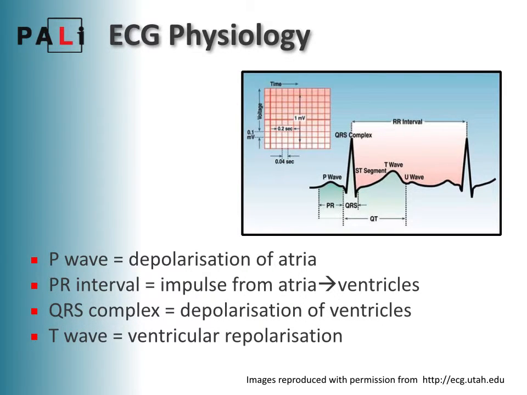It's important to understand the basic waveform of a normal ECG. The P wave represents the depolarisation or contraction of the atria. The PR interval is then the time it takes for this impulse to travel from the atria down through the ventricles. The QRS complex is depolarisation or contraction of the ventricles, and the T wave represents ventricular repolarisation or relaxation. Atrial repolarisation cannot be seen due to the other waves that are present.